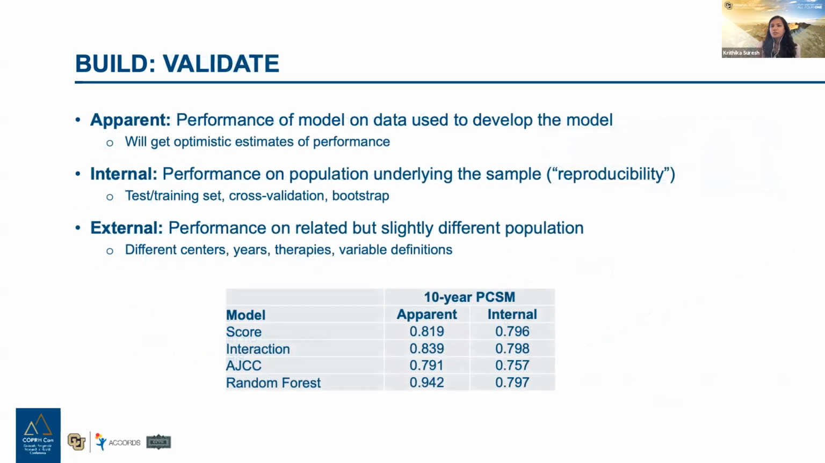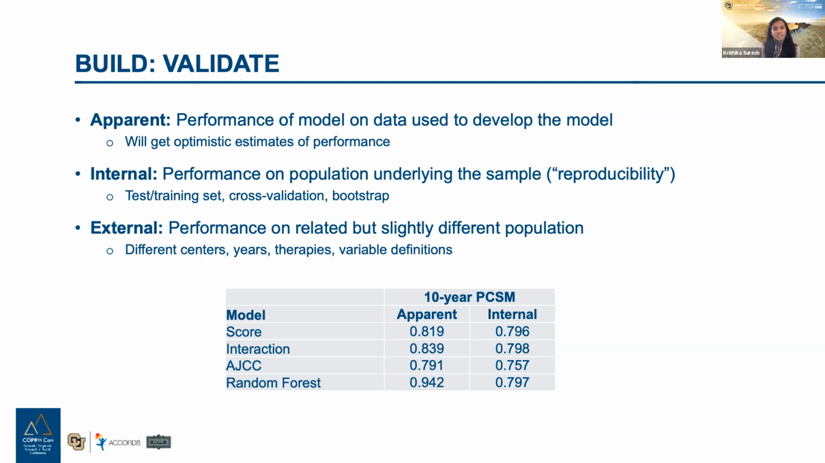The final step of the build phase is validation. There are three types of validation. Apparent validation is where you just evaluate the performance of the model on the same data that you used to develop the model. This is the easiest to do, but it will give you a very optimistic estimate of the performance. The other option is internal validation, where you evaluate the model on a sample from the same underlying population. You can use a split sample, where you split into test and training data sets, or you could use cross-validation or bootstrapping, where you take samples of your data and then test on individuals that were held out from that sample.